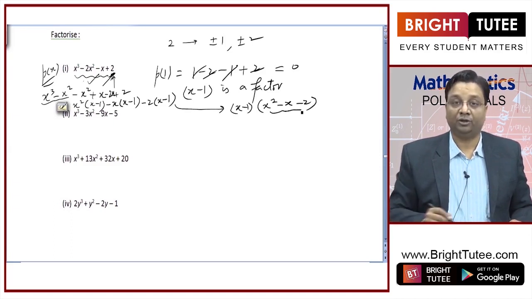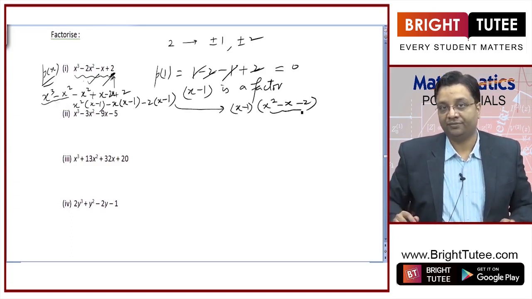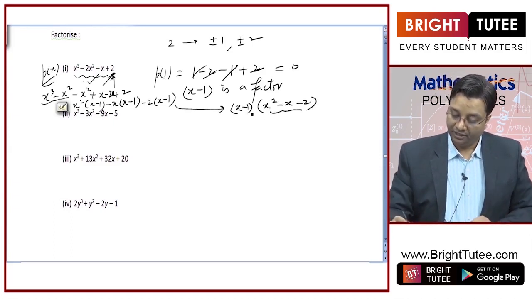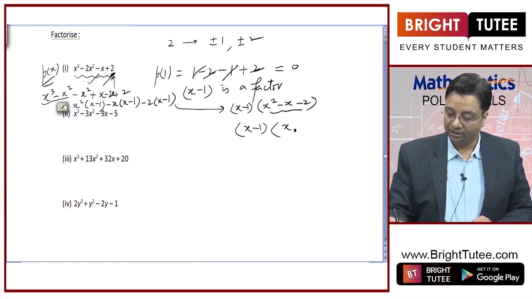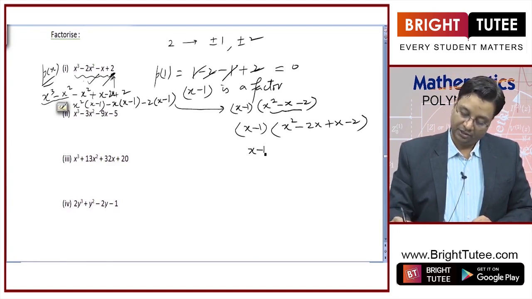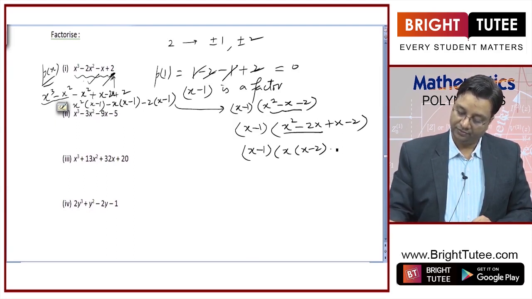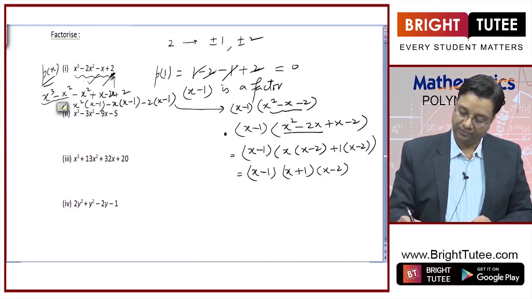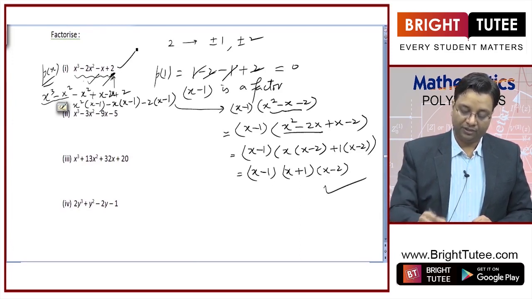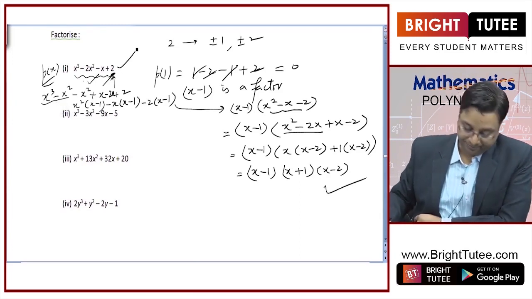Now this expression can be written as x minus 1 into x square minus x minus 2. This is a quadratic polynomial which can be easily factorized using middle term splitting. So let me factorize this first question for you. x minus 1 into, this can be written as x square minus 2x plus x minus 2. So x minus 1, this will give me x into x minus 2. So x minus 1, x plus 1, x minus 2. These are the factors of this cubic polynomial.